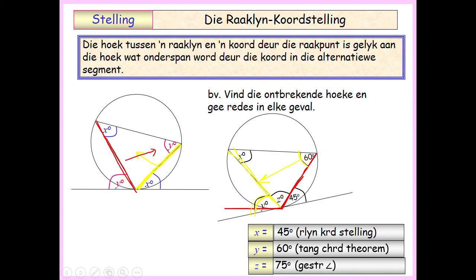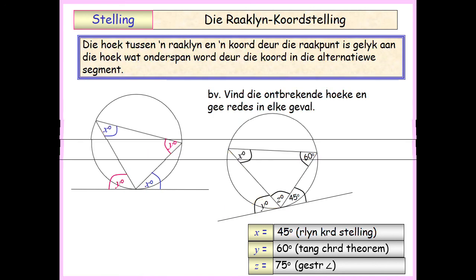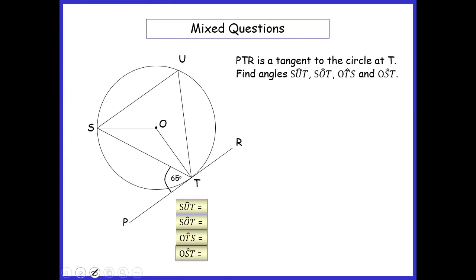Both of them are correct. Okay. We're not going to do this one now. We're going to go back to your books. Okay. So they say PTR is a tangent to a circle at the, let's not do this one now.